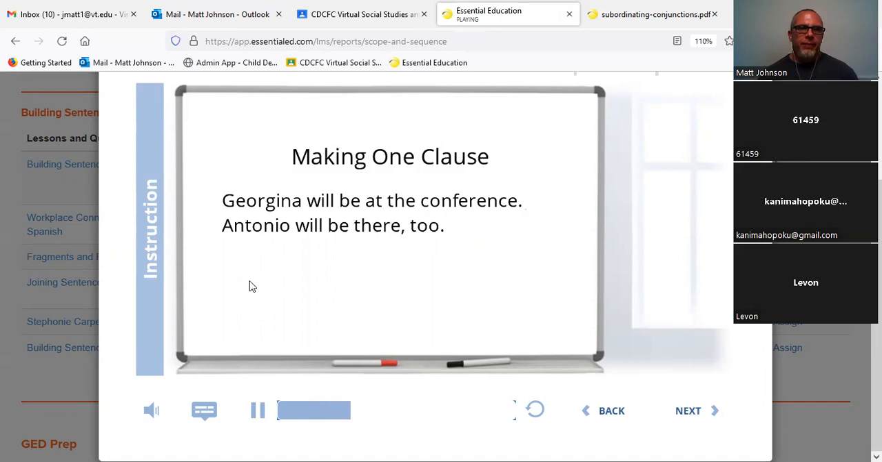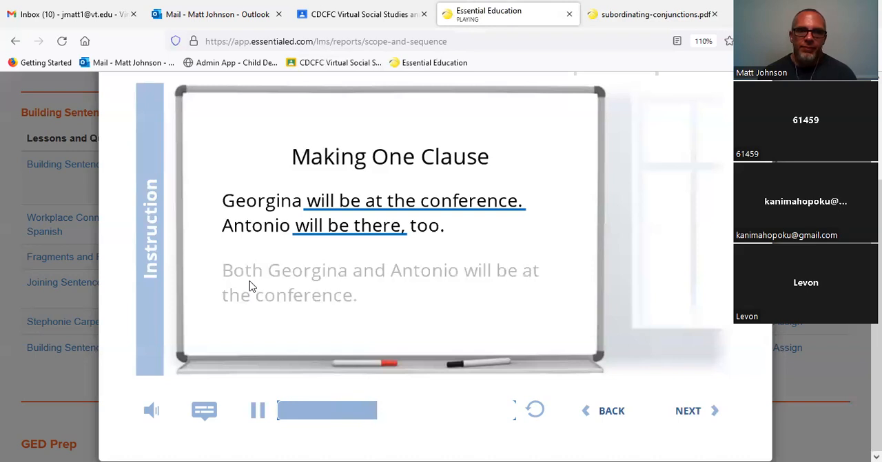Here we go. Georgina will be at the conference. Antonio will be there too. The predicate is stated in a slightly different way, but both sentences mean that the person will be at the conference. You can combine these sentences into one sentence with two subjects. Both Georgina and Antonio will be at the conference.